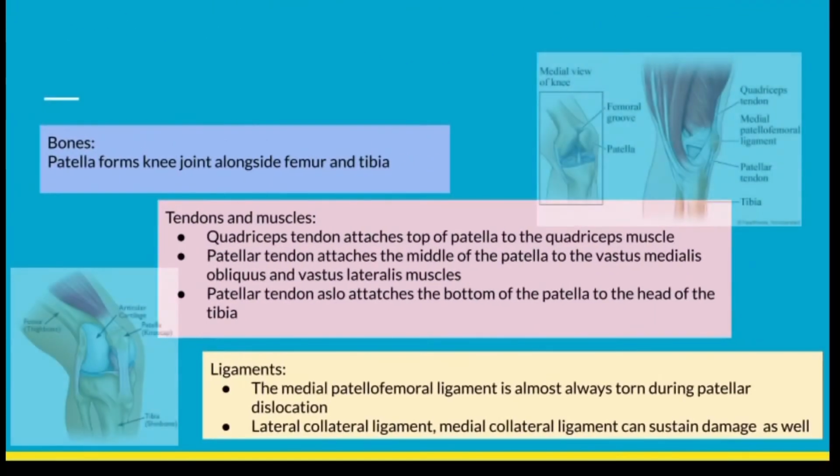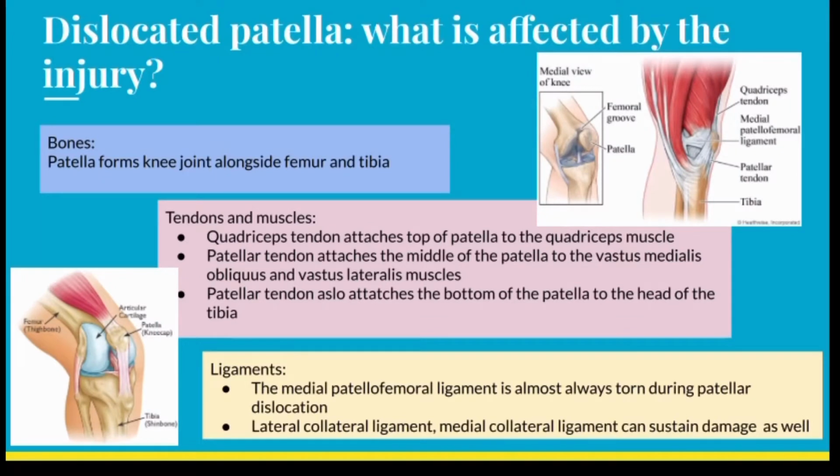What other parts of the body are affected when the patella dislocates? Well, along with the tibia and femur, the patella is one of the three bones that make up the knee joint. Several ligaments and tendons hold the patella in place and allow it to move up and down the trochlear groove when the leg bends. The quadriceps tendon attaches the top of the patella to the quadriceps muscle. The patellar tendon attaches the middle of the patella to the vastus medialis obliques and vastus lateralis muscles. And this tendon also attaches the bottom of the patella to the head of the tibia.